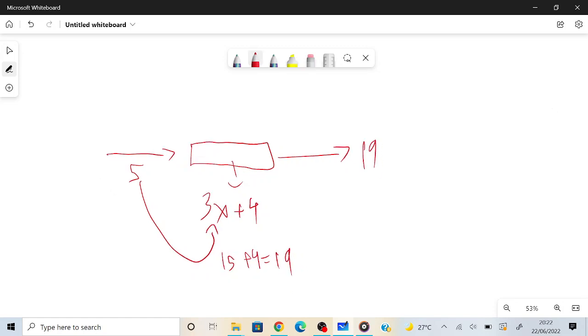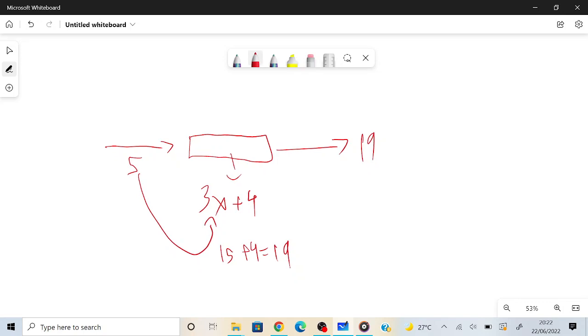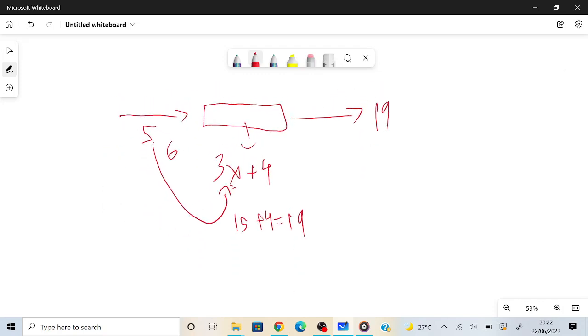Similarly, if you would have put in, for example, maybe 6, our output would have been different. It would have been 3 times 6, which is 18, plus 4, which would have given you 22 instead of 19 as your output. So in words, in all, a function is something that has an output for a given input. That's the standard definition of a function.